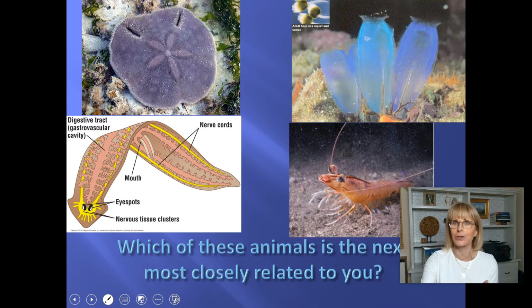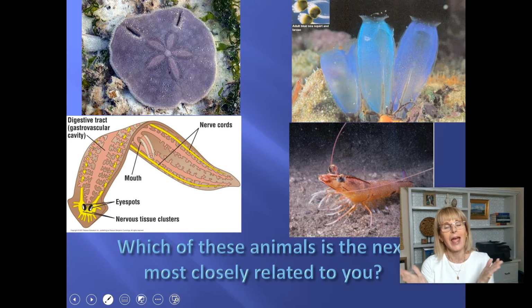And it might surprise you to learn that this is the one that is most closely related to you. This bag that's made out of cellulose and filter feeds and doesn't even really have a central nervous system, that is more closely related to you than any of these other animals. The second most closely related to you is the sea star. That's a sand dollar, but sand dollars and sea stars are in the same family. And I hope to explain why to you in these lectures.